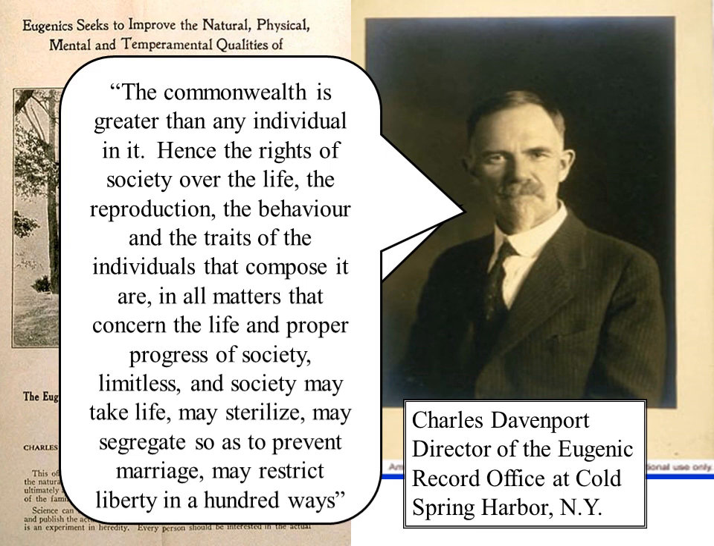And to go along with these ideas, in order to back up his goals of directing many of these particular judicious marriages, he talks about how the Commonwealth is greater than any individual in it. Hence the rights of society over the life, the reproduction, the behavior, and the traits of the individuals that compose it are, in all matters that concern the life and proper progress of society, limitless. And society may take life, may sterilize, may segregate so as to prevent marriage, may restrict liberty in 100 ways.